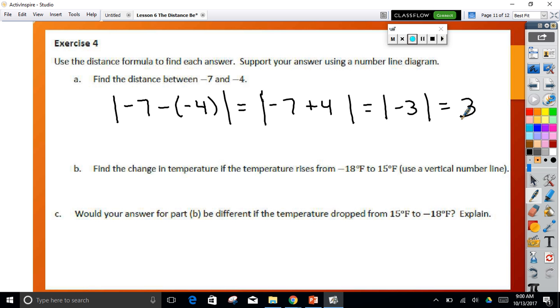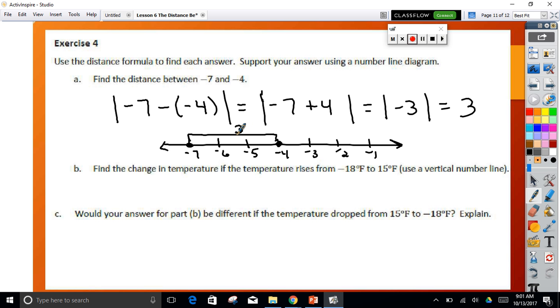And then to support your answer using a number line diagram, you would need a number line that includes -7 and -4. You can go a little further. It doesn't have to be a complete number line as long as it contains those 2 points. You would show that the distance between those points is 3 units. Okay, so that's what I'm looking for on the exit ticket, that you know to find the difference of the two numbers and then also to show it on the number line. Okay, part B, find the change in temperature if the temperature rises from -18 degrees Fahrenheit to 15 degrees Fahrenheit. Braden, how would I write that out in the formula?